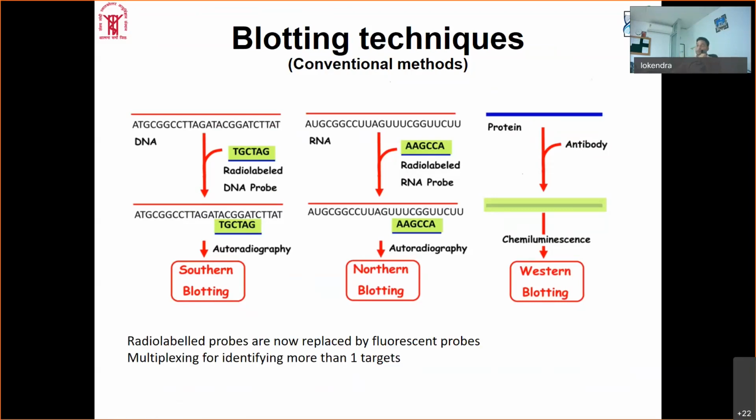And now, like I mentioned before, the radio labeled probes are now replaced by fluorescence probes and multiplexing for identifying more than one target. Okay, so this is the blotting technique.